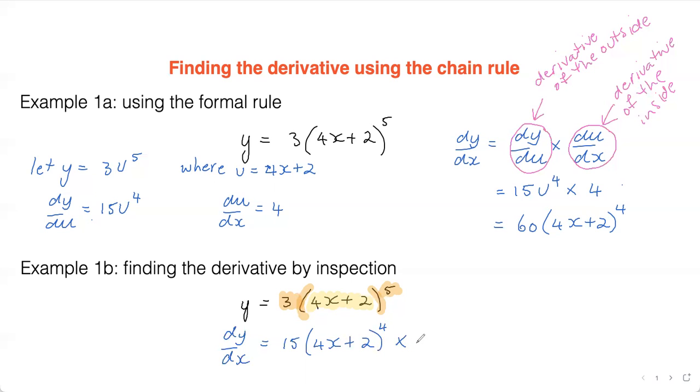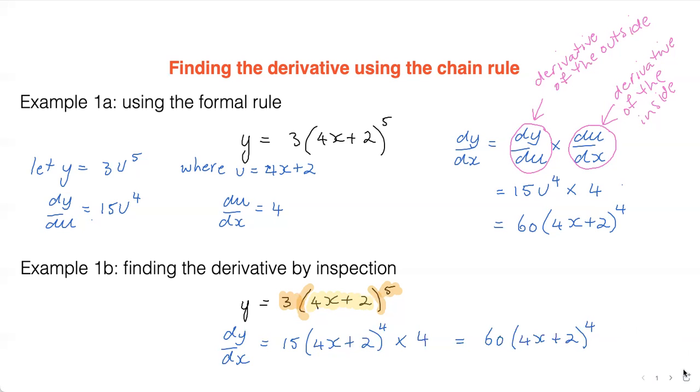Now I'm going to multiply by the derivative of the inside. So now I focus on what's inside, and the derivative of that is 4. Then all I have to do is tidy that up. So I'm just going to multiply the 4 times 15 to get 60. And there we go. We've got the same answer as we did here, but as you can see, it's a lot quicker than doing all that setting out.